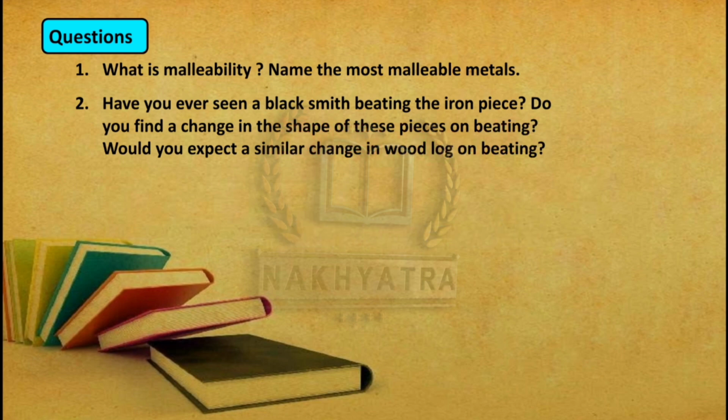Yes, of course, we have seen that the shape of the iron changes upon beating. It changes because iron is a metal, and metals have the property of malleability. So this is why we can see the change in the shape of the iron pieces on beating. Now the last question: would you expect a similar change in a wooden block on beating?